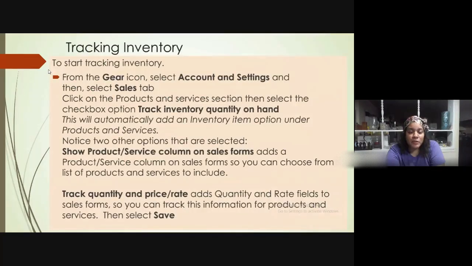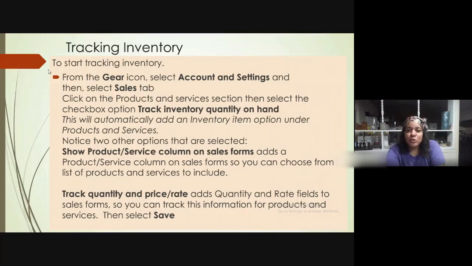To start tracking inventory, you'd go to the gear icon, select Account and Settings, and then go down to the Sales tab. And in the Product and Services section, you would select the checkbox next to Track Inventory Quantity on Hand. This will automatically add an inventory item option under the Product and Services.